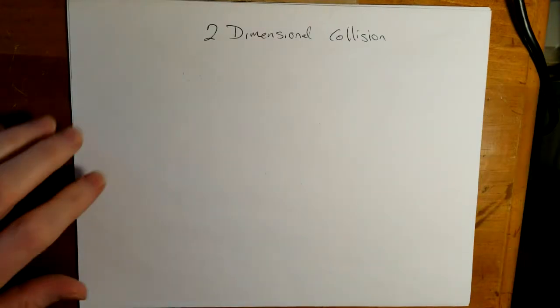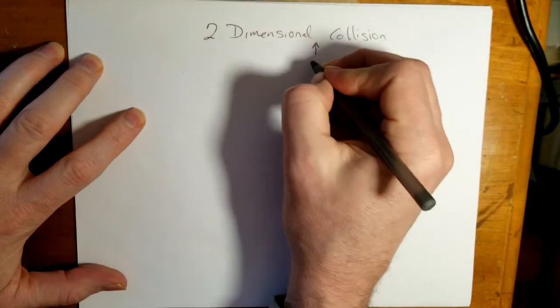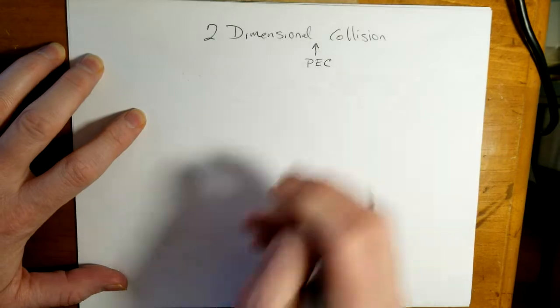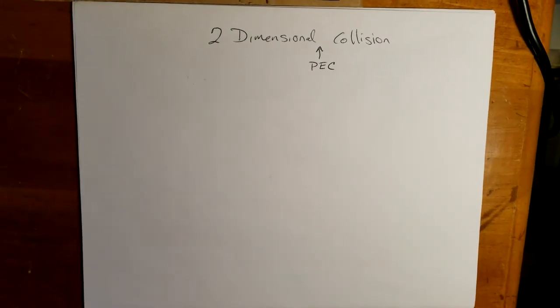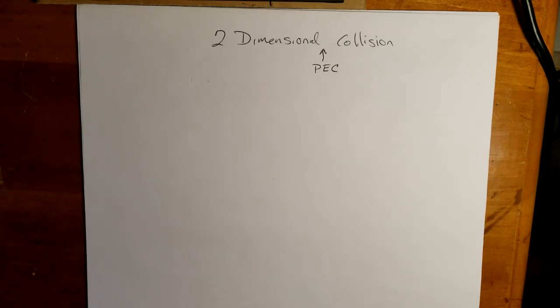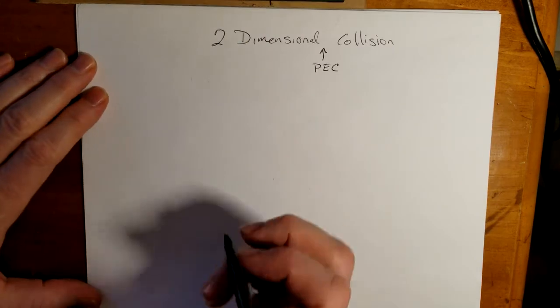Let's take a look at a two-dimensional collision. Actually, let's be more specific, a perfectly elastic collision. I'm going to solve this two different ways. In this video, I'm solving it the straightforward method, and then I'm going to shift reference frames for the second method. So let's run through it.